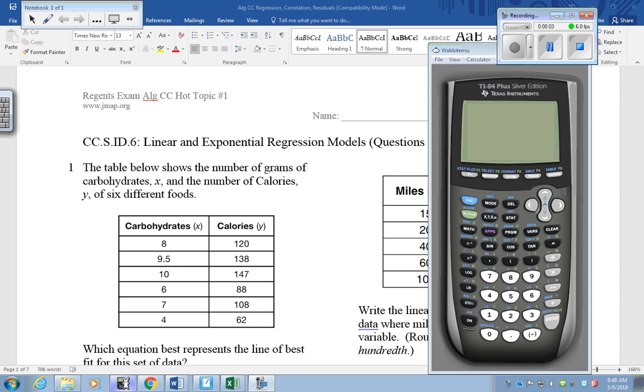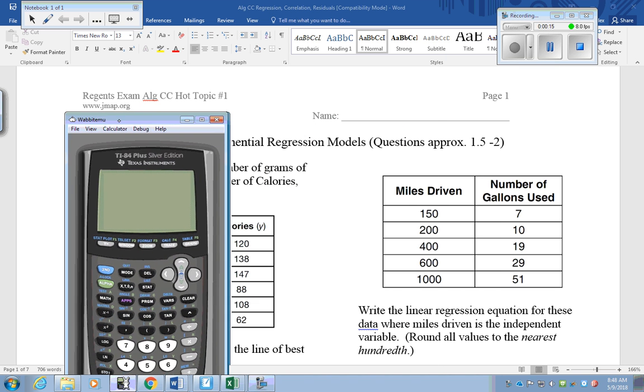We're going to discuss today how to do regression models using the graphing calculator. We'll also talk about how to find residuals, and we'll talk about correlation as well. So this is hot topic number 1.